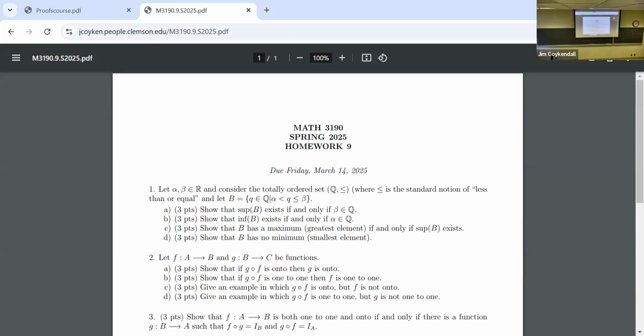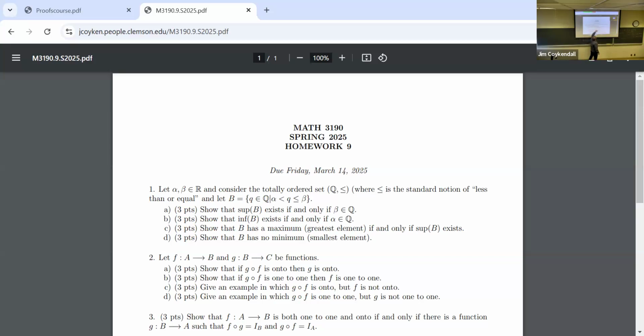Let alpha and beta be real numbers and consider the totally ordered set Q with less than or equal to, where less than or equal to is the standard notion. And let B be the set of all rational numbers q between alpha and beta, that is, q strictly greater than alpha and less than or equal to beta. Show that the supremum of this exists if and only if beta is a rational number. Show that the infimum of this exists if and only if alpha is a rational number.